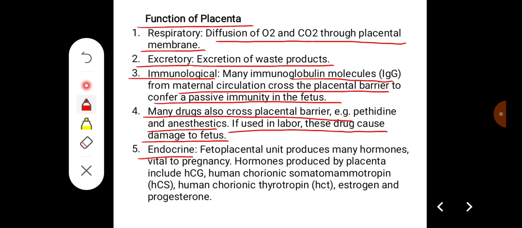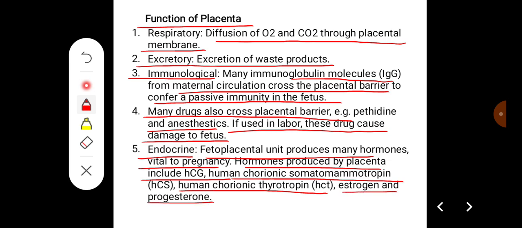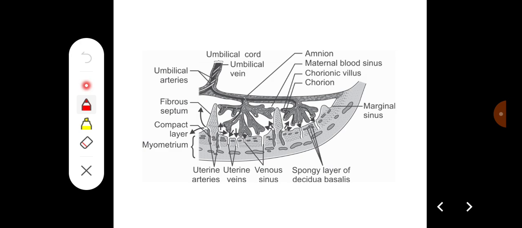Some of the endocrine functions are a fetoplacental unit which produces many hormones vital to pregnancy. Hormones produced by the placenta include HCG, human chorionic somatomammotropin, that is HCS, and human chorionic thyrotropin, that is HCT, estrogen, and progesterone. So this is the structure showing the placenta, which is showing the fetal side and the maternal decidua.